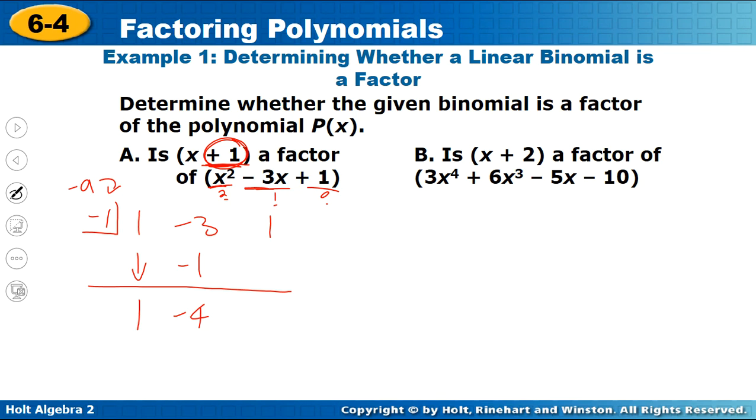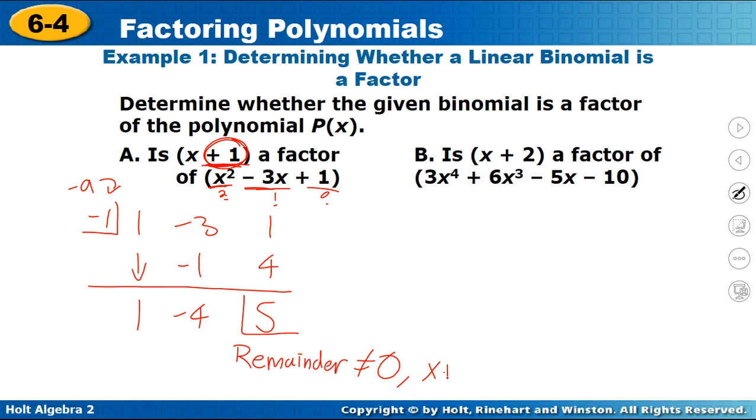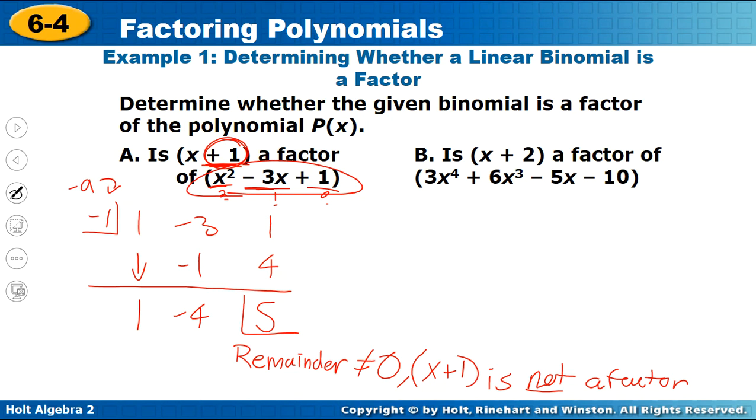Now we take -4 and multiply it by my a value, -1. -4 times -1 is +4. We stick it back up there. And we add these again. So I have 1 plus 4, which gives me 5. All right, now I'm done. This 5, the very last digit here, marks my remainder. Since my remainder is not 0, x plus 1 is not a factor of this polynomial here.